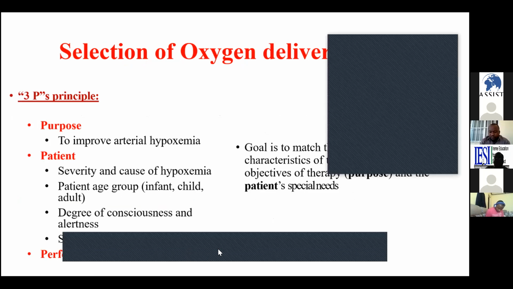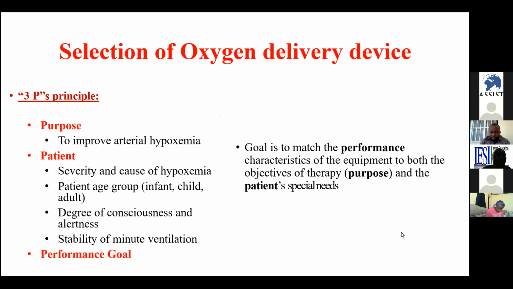Okay, by selecting your equipment, here we have some 3 P's principle. So the first one is a purpose. So the purpose of giving oxygen to a patient is to improve oxygenation. It means improve arterial hypoxemia.